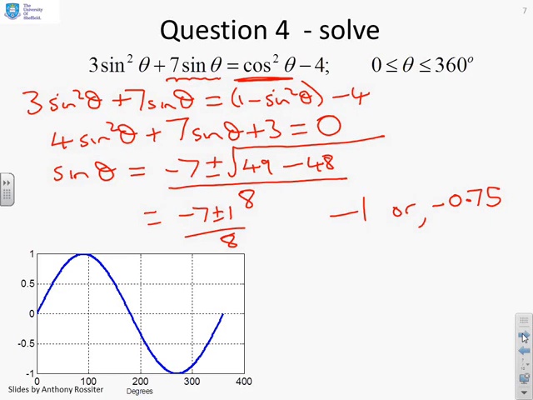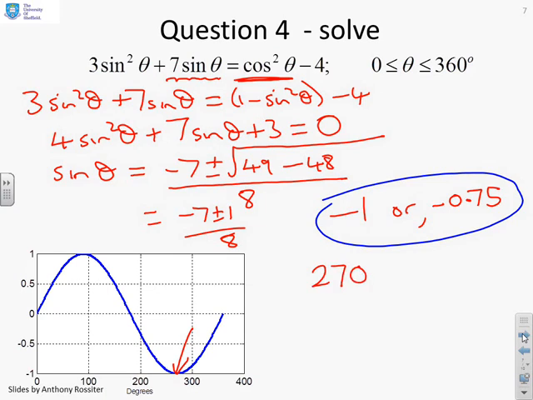So again, you'll see I've plotted my sine curve, so once I've got these two solutions, I can see where they appear on the sine curve. So the minus 1, there it is, down there, so that's going to give you 270 degrees, and the minus 0.75 is going to give you a solution here and a solution here. So I can work out what they are. One of them is 228.6 degrees. You can use your calculator for that.